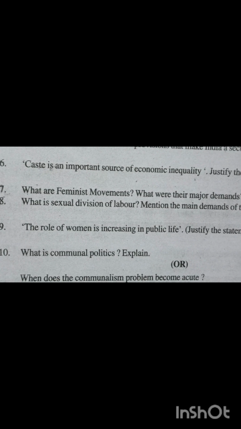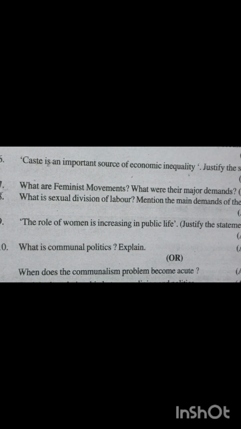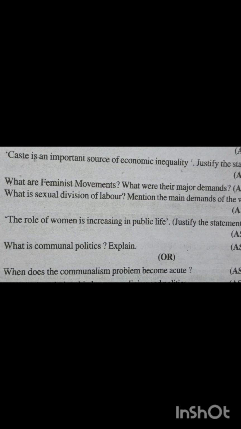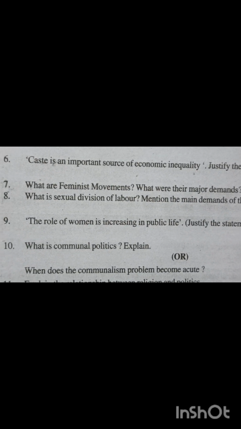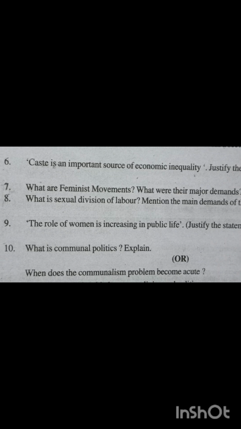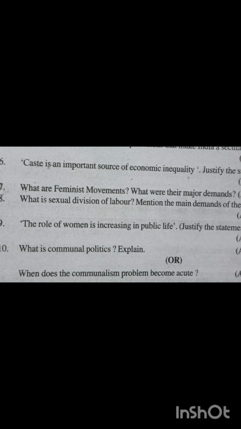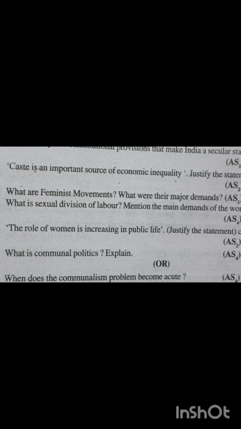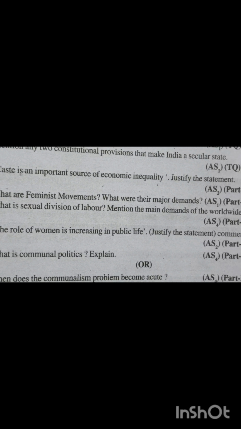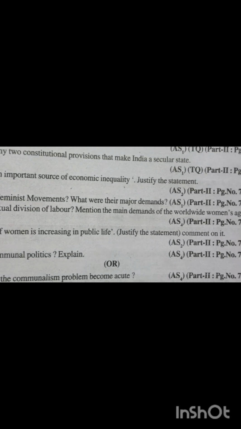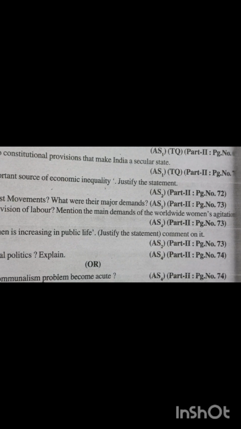Seventh one, what are feminist movements? What were their major demands? Eighth one, what is sexual division of labor? Mention the main demands of the worldwide women's agitations.